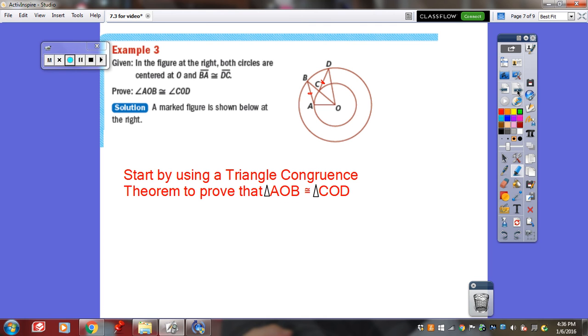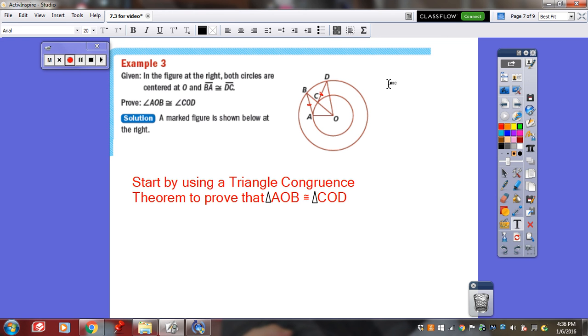Okay, so let's look at another one. This one's a little bit different because you notice down here they don't ask us to prove the triangles are congruent, but they ask us to prove that an angle is congruent. But to prove the angle is congruent, what we're going to do first is start by making the triangles congruent. So we're going to start out trying to make triangle AOB congruent to triangle COD. And then after we do that, we'll use corresponding parts of congruent figures to pull off angle AOB and angle COD and say that they are congruent.